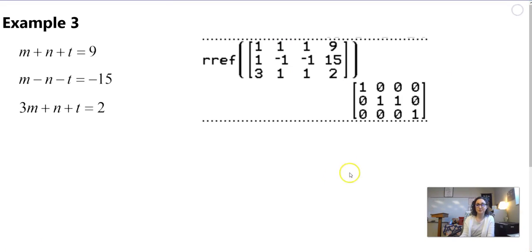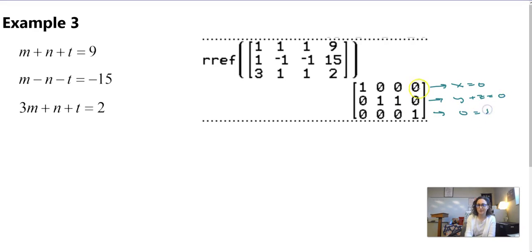All right, here is what we should have gotten. Reduced row echelon form of this matrix yields this. So let's grab now each row and interpret it. So the top row is 1x plus 0y plus 0z equals 0, right? So this says x equals 0. The middle row says y plus z equals 0. But what does that bottom row say?